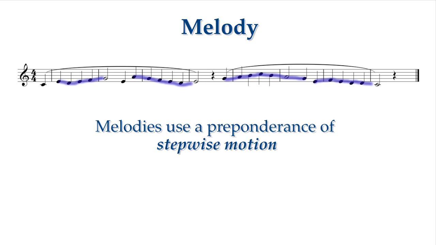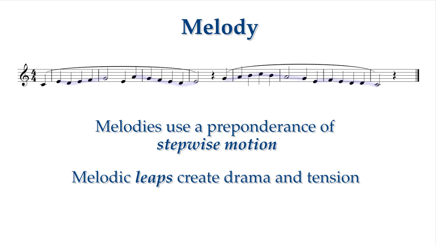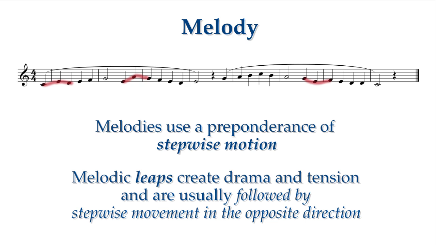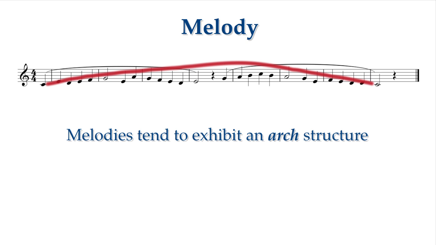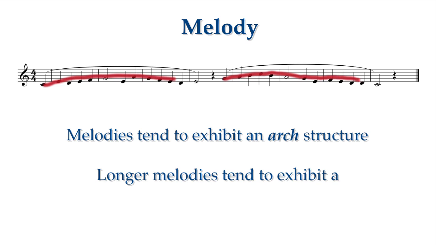Most successive notes in a melody progress by stepwise motion. Leaps create musical tension and tend to be followed by stepwise motion in the opposite direction. Over its lifetime, a melody tends to form an arch structure. If the melody is particularly long, it will tend to exhibit a double arch structure.